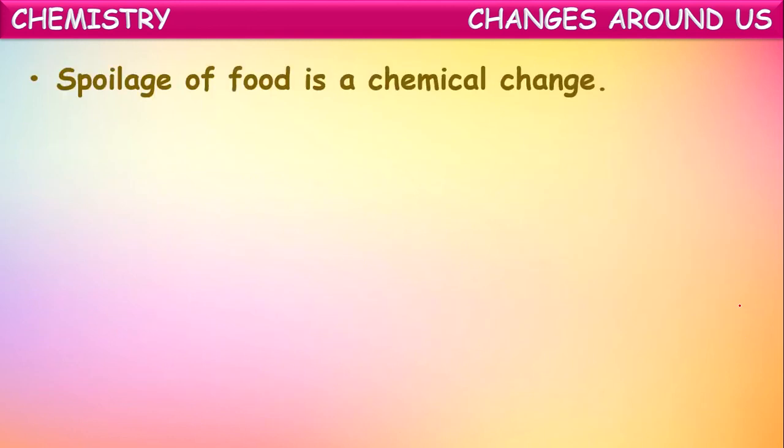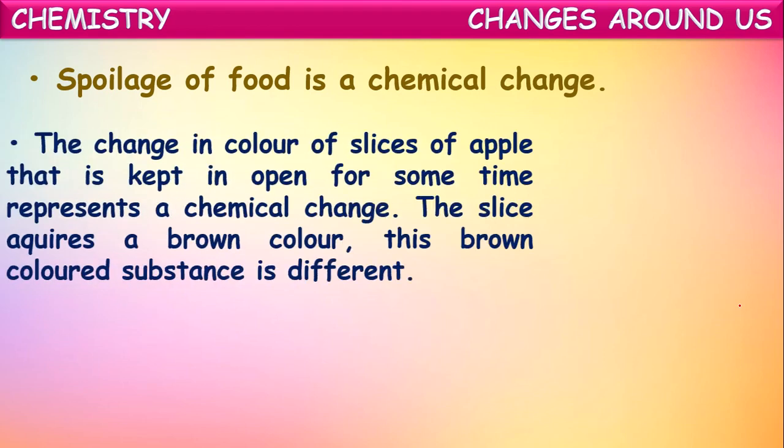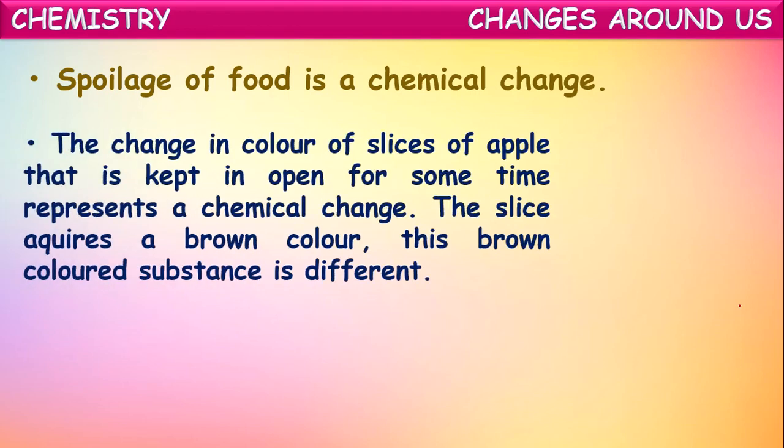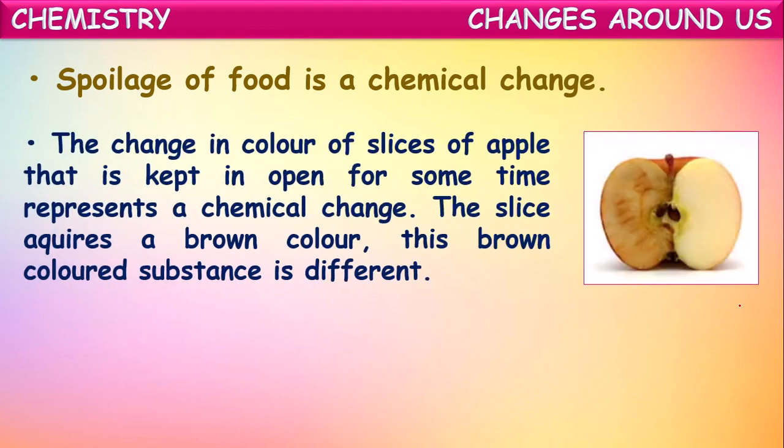Next, spoilage of food is also a chemical change. The change in color of slices of apple that is kept in the open for some time represents a chemical change. This we might have observed in our home also. When an apple is cut and left in the air for a few minutes, we can observe the slice acquires a brown color.